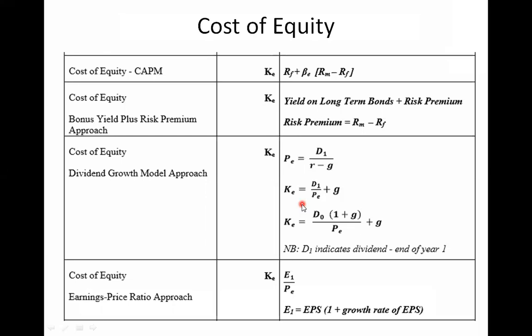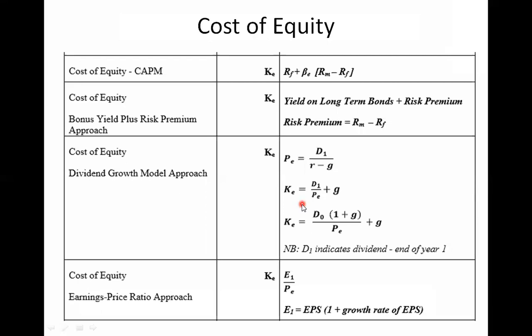And sometimes they won't give you D1. So how to calculate D1? D0 into 1 plus G. Got it? What was D naught again? D naught is the dividend declared at the beginning of the year, or the previous year, whatever is given in the question. Sometimes they'll give the previous year or the beginning of the year, either one you can take as D naught.